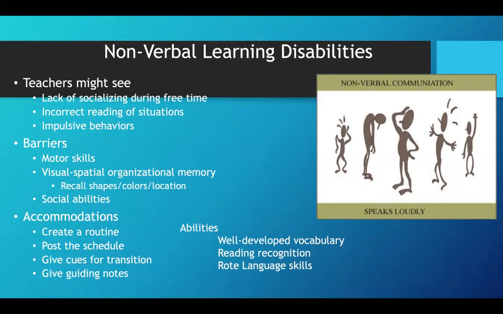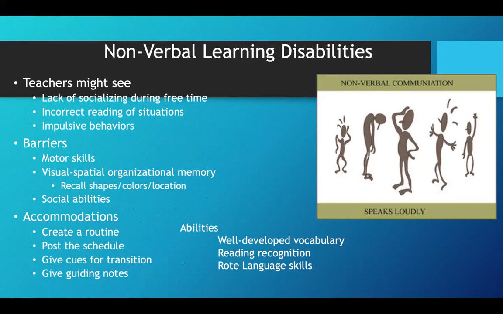As we all know, nonverbal communication is very important. The body says things that our mouth will never say. So it's very important. Teachers might see a lack of socializing during free time, incorrect reading of situations. For example, if the teacher is showing it's quiet time, but the student doesn't understand that, they might be being loud and disruptive, and then they have impulsive behaviors because they don't really understand what's going on because your body is saying things that the students don't understand.